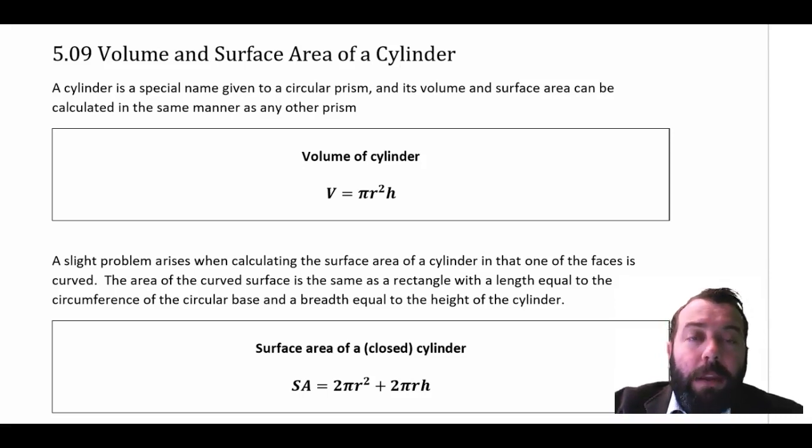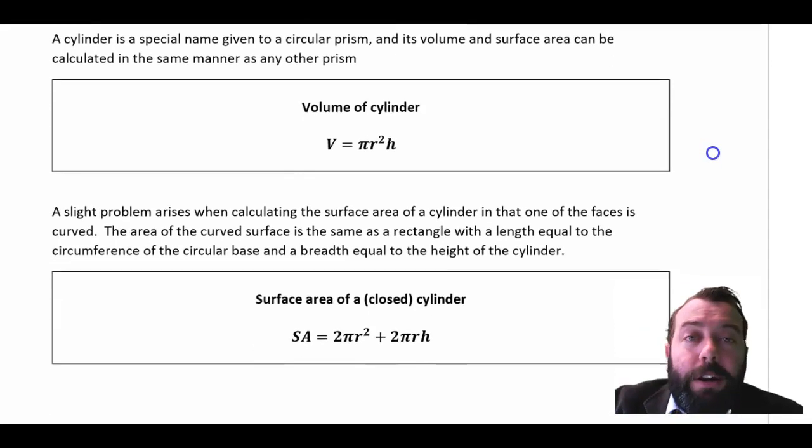So we're going to begin here with volume of a cylinder. I said the volume of a prism is area times height. That's true for a cylinder as well, but we might just write it as pi r squared h because the area is pi r squared. So pi r squared h, easy enough.